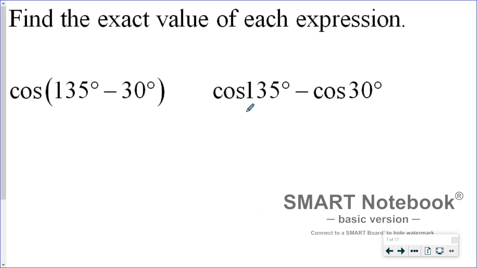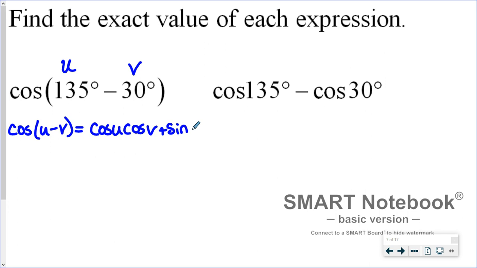So this is another example showing you that these things are indeed very different, right? So again, this is u and this is v. So this is cosine of u minus v. So cosine of u minus v is cosine u cosine v plus sine u sine v, if I remembered that correctly.